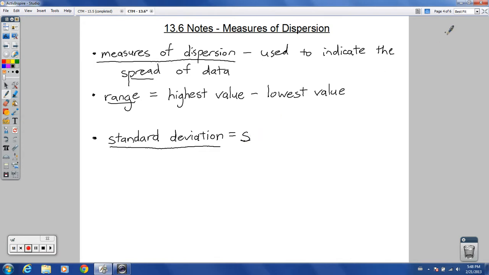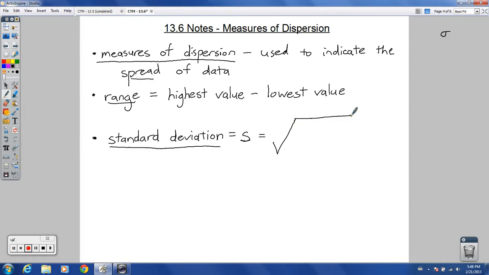Sometimes you'll see this symbol, don't draw this one, but sometimes you'll see a lowercase sigma instead. If you see that, that generally is referring to the standard deviation of an entire population, whereas the lowercase s is referring to the standard deviation of a sample that you've taken. We're going to generally use the lowercase s, but they're both standing for standard deviation. This is the one we'll use most of the time, and so it equals this.